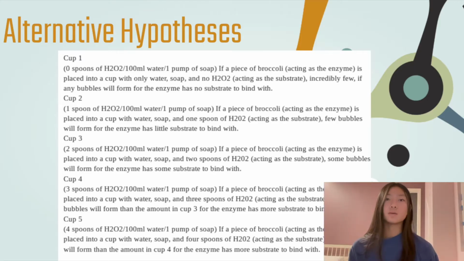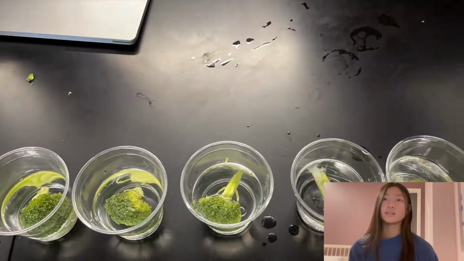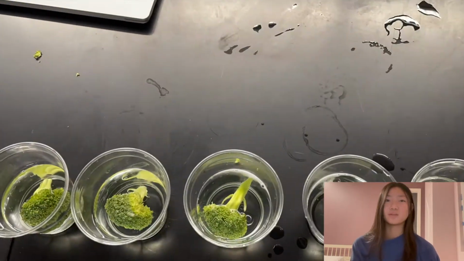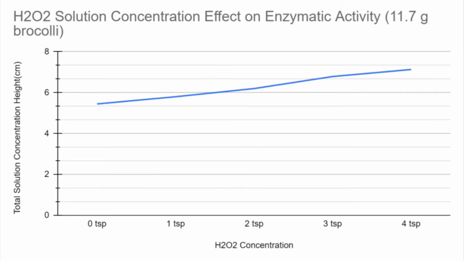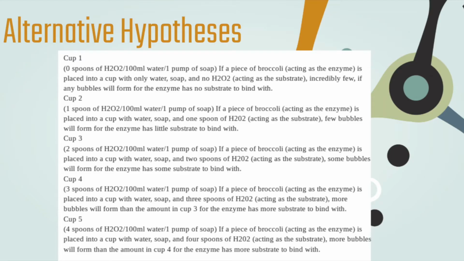Our alternative hypothesis is most supported by the data, and it decides that each cup will be different from one another. The trends of this graph show that the more substrate an enzyme has to work with, the quicker and more dramatic the reaction will be. The other hypotheses shown here just further explain the trend of how the more hydrogen peroxide, the more enzyme activity.